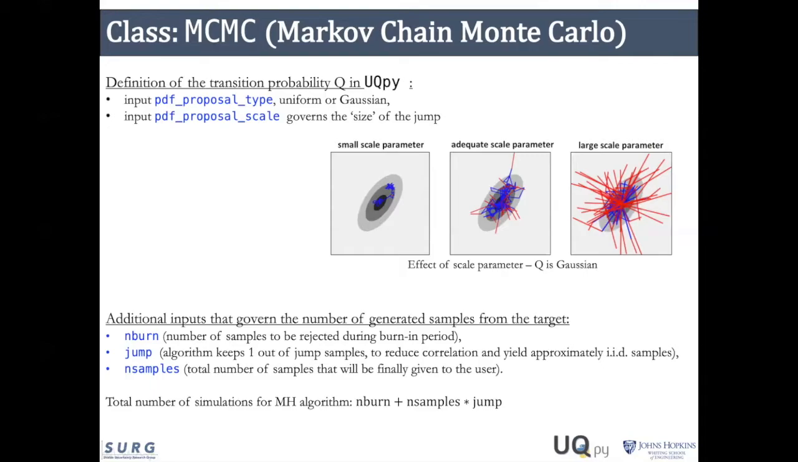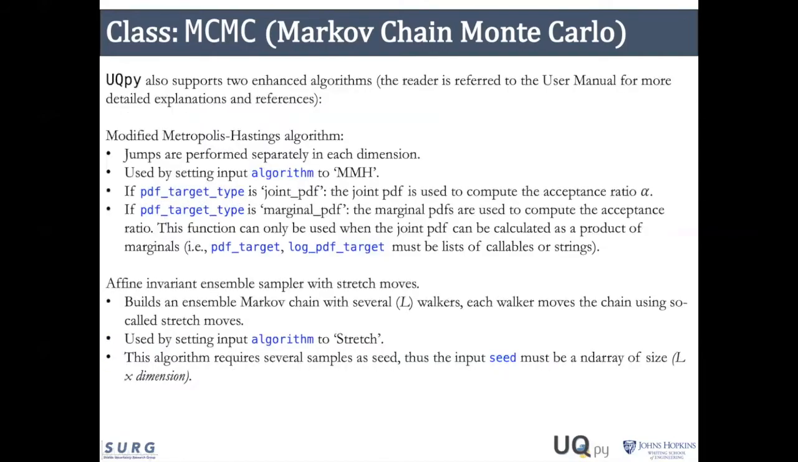And then the other thing with MCMC is that it's going to generate samples that are correlated to each other. So if you want to have samples that are approximately IID, you need to keep only one out of so many samples, and that is governed by the jump parameter. So at the end of the day, the total number of simulations that you do is nburn plus nsamples times jump. By simulations, I mean the number of times you evaluate P tilde of x. So if that's computationally expensive, you have to be careful about that.